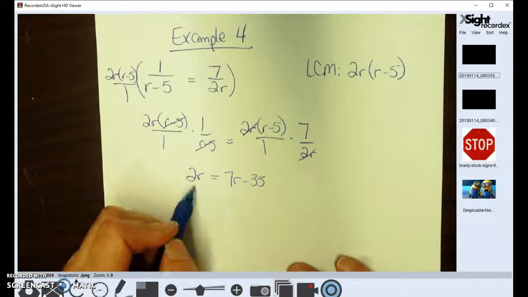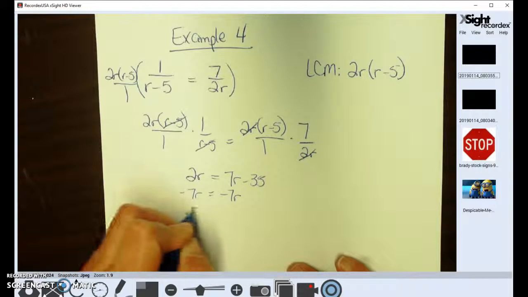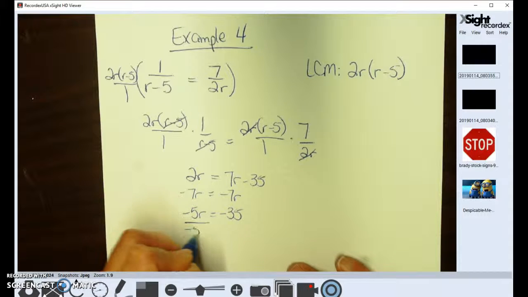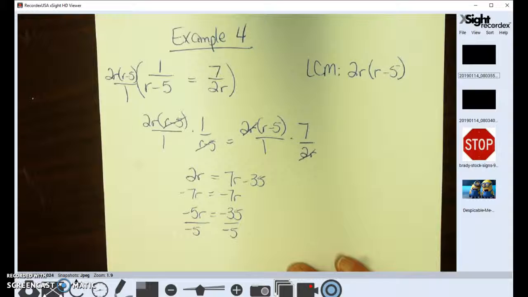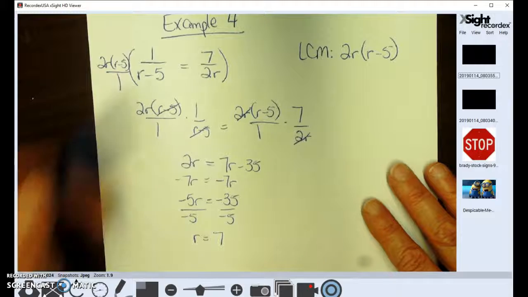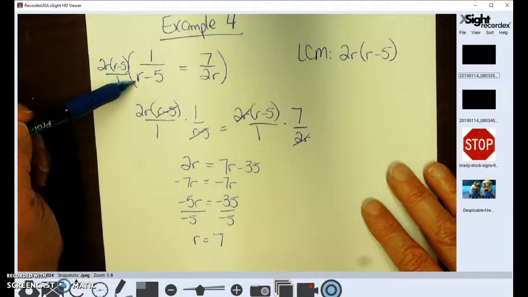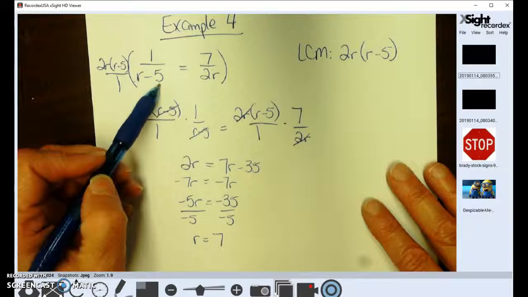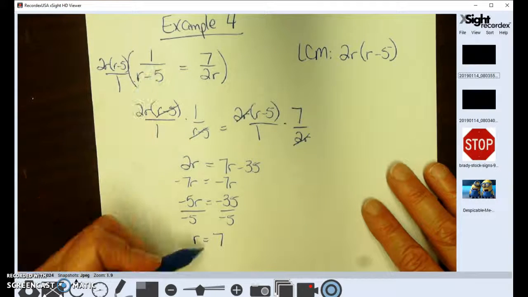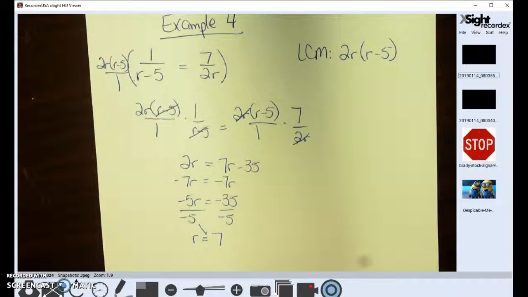All right, well, I'm going to subtract 7r from both sides. So that gives me negative 5r equals negative 35. So divide by negative 5. So r equals 7. So really what I want to look at is in this original equation, does 7 make either one of these denominators 0? Well, in this one it would make it 7 minus 5, which is 2. So that one would be okay. And 2 times 7 would be 14. So this is a good answer. So that's the answer we're going to use. So that's just kind of a shortcut way to check that.